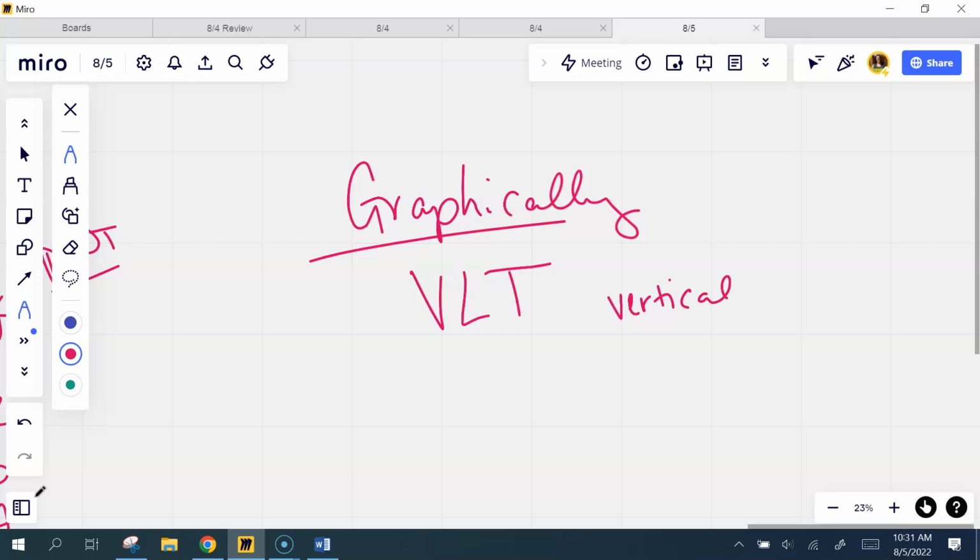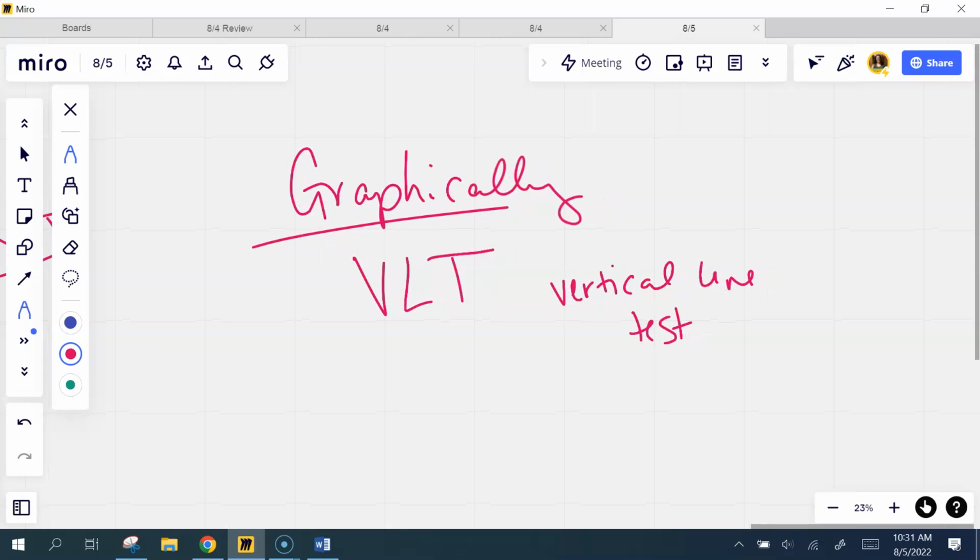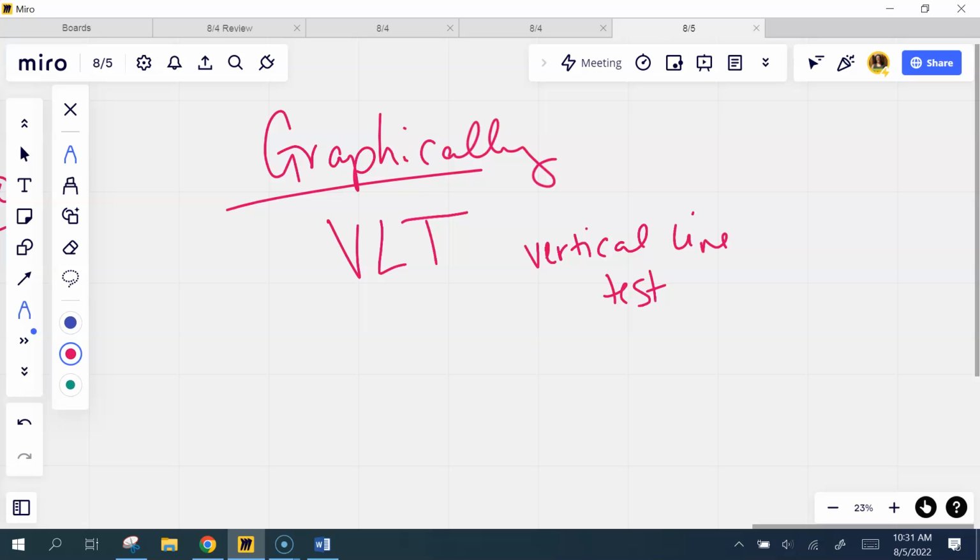So that means anywhere on the graph that I go, if I drop a vertical line and it ever intersects more than one time, then it's not a function. If you can drop a vertical line anywhere on the graph, vertical up and down.